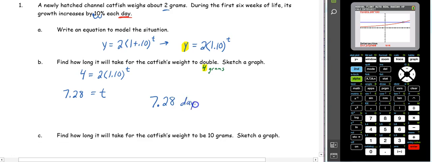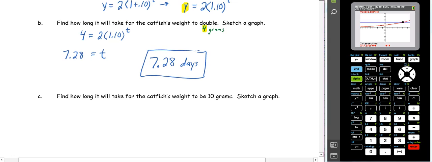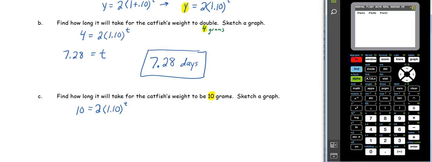7.28 days. In part B, it says how long will it take for the catfish's weight to be 10 grams? So this time we're going to substitute 10 in for y. So when we write that equation, we have 10 equals 2 parenthesis 1.10 to the t power. So in our calculator, we're going to go to y equals. The second equation's okay because it's still the same. We're going to change y1 though to equal 10 now.